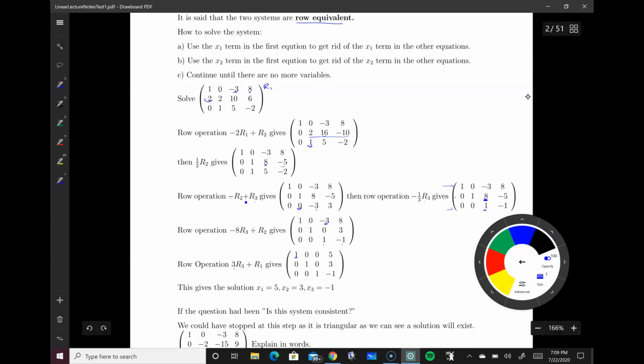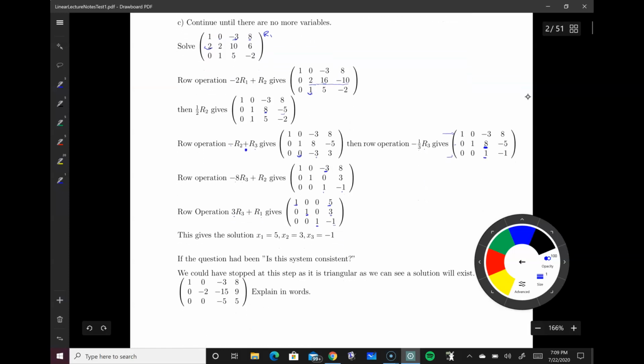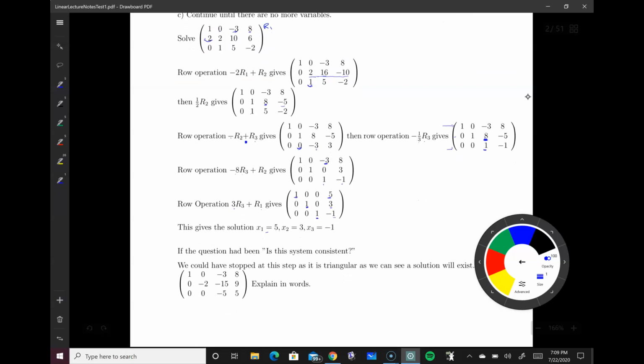So this is the x1 position, right? So this says x1 equals 5. This is the x2 position. This says x2 equals 3. This is the x3 position. This says x3 equals 1. So that is the solution.